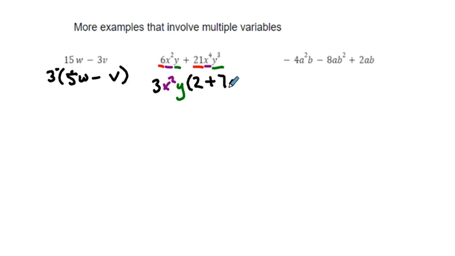Well, that's going to be another x squared, right? You just do 4 minus 2, and that gives you your exponent, right? If you remember how those exponents work, you just subtract or add depending on where you're going.